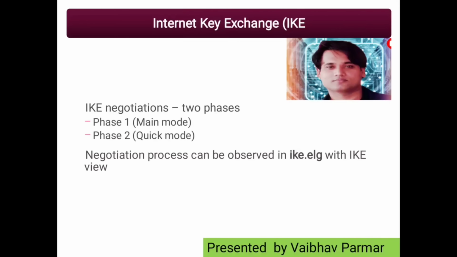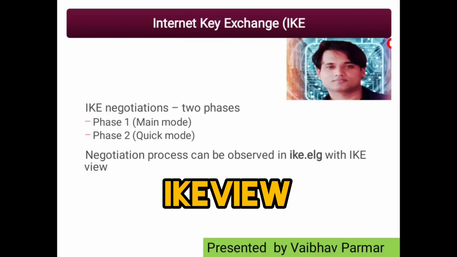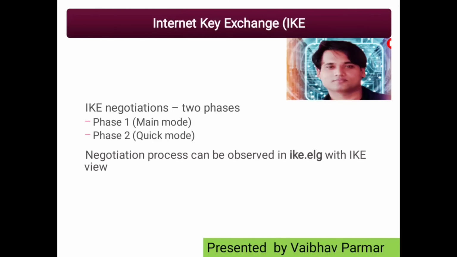IKE negotiation consists of two phases. Phase 1, which we call main mode, and phase 2, which we call quick mode. The negotiation process in both modes can be observed in the IKE debug file. There is an internal Checkpoint utility called IKEView. I will give you a link in the description from where you can download that IKEView file.